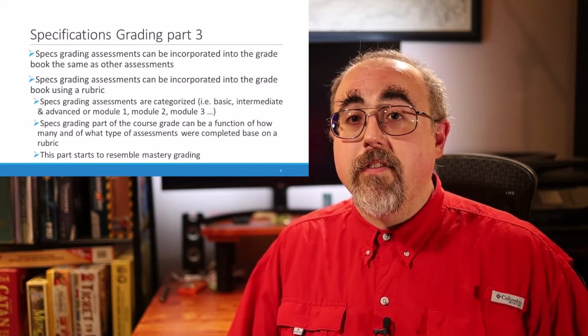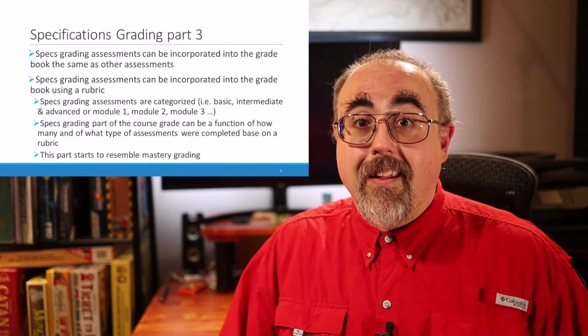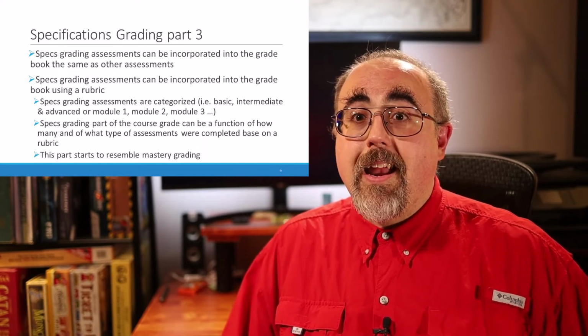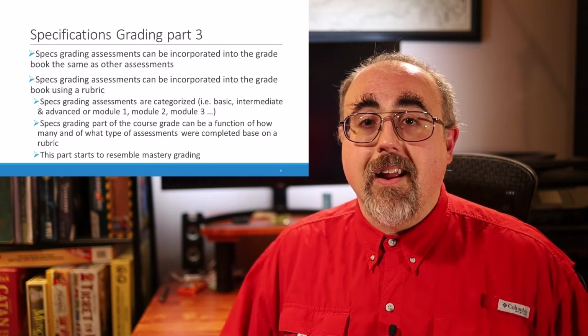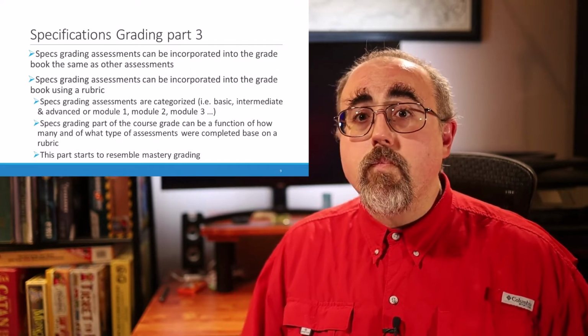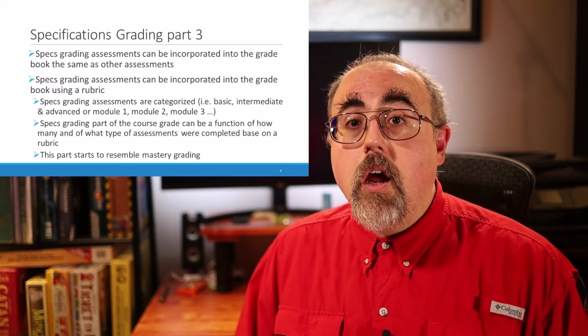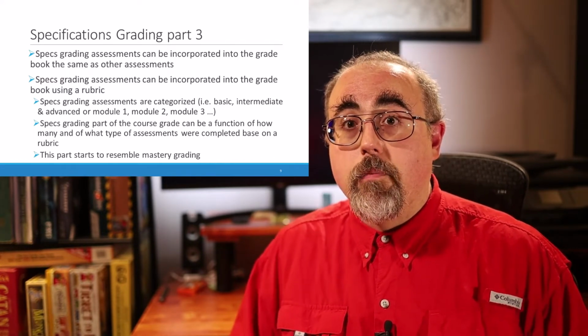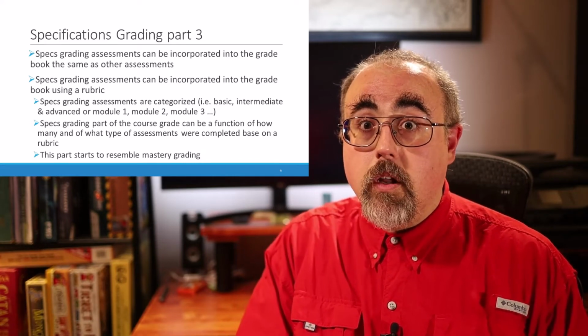So, if you want a 70%, you need to get the 5 basics and that's it. If you want an 80%, you need to get the 5 basics and 3 of the 5 advanced. And if you want to get a 90, you get the idea. Now, mastery grading will take this and run with it. And it'll just ditch the whole entering the grade book thing. And it's just like, if you want a C, this is what you have to pass.